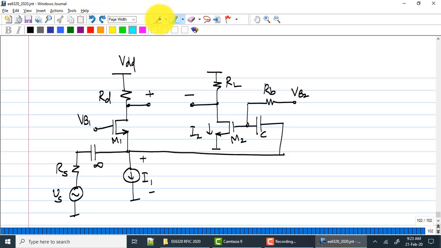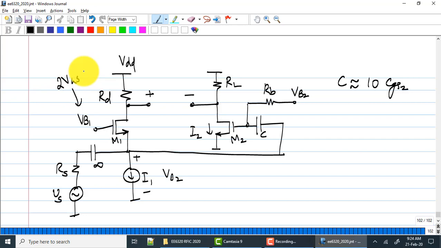So let us say C is approximately 10 times CGS2. So what are our design conditions now? What if you don't have C? If you don't have C, this DC voltage will now need to be VB2. What will this voltage be? It will be at 2 VGS. It will be VGS of M2 plus VGS of M1.